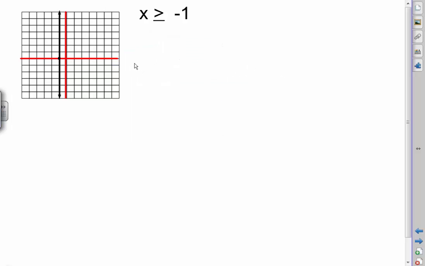Okay, now the question is where do we shade? So we choose a point that's close to it. We could choose this point or this one. 0 is always real easy to choose. So we come over here and we've got 0, 0. And we go x, which is 0, is greater than or equal to negative 1. Is that true? Yes, it is. So since we tested a point on this side and we got a true statement, then we shade this side.